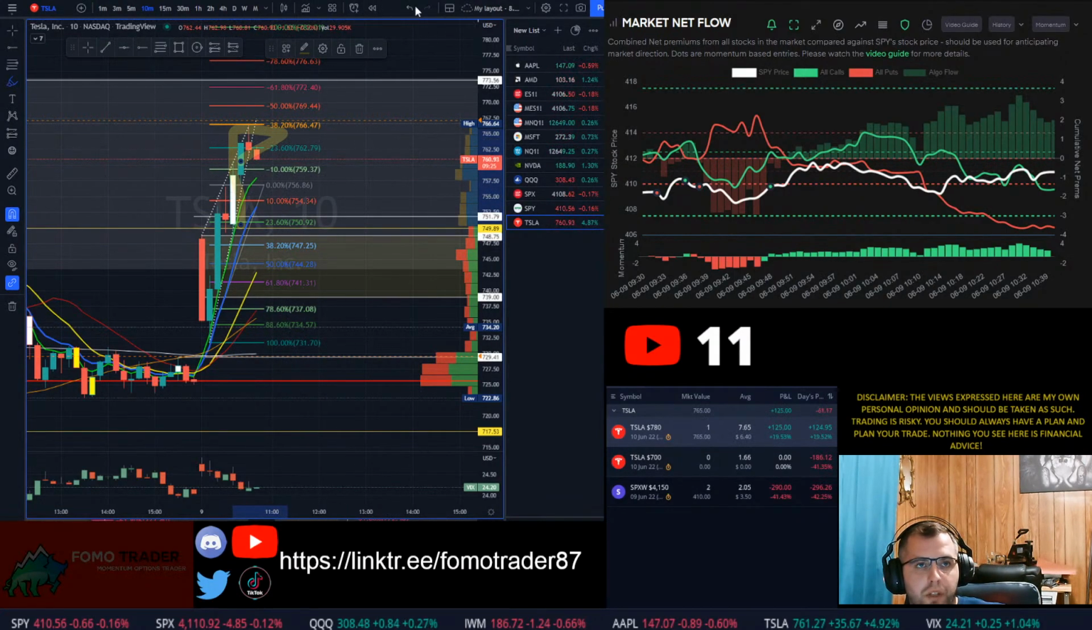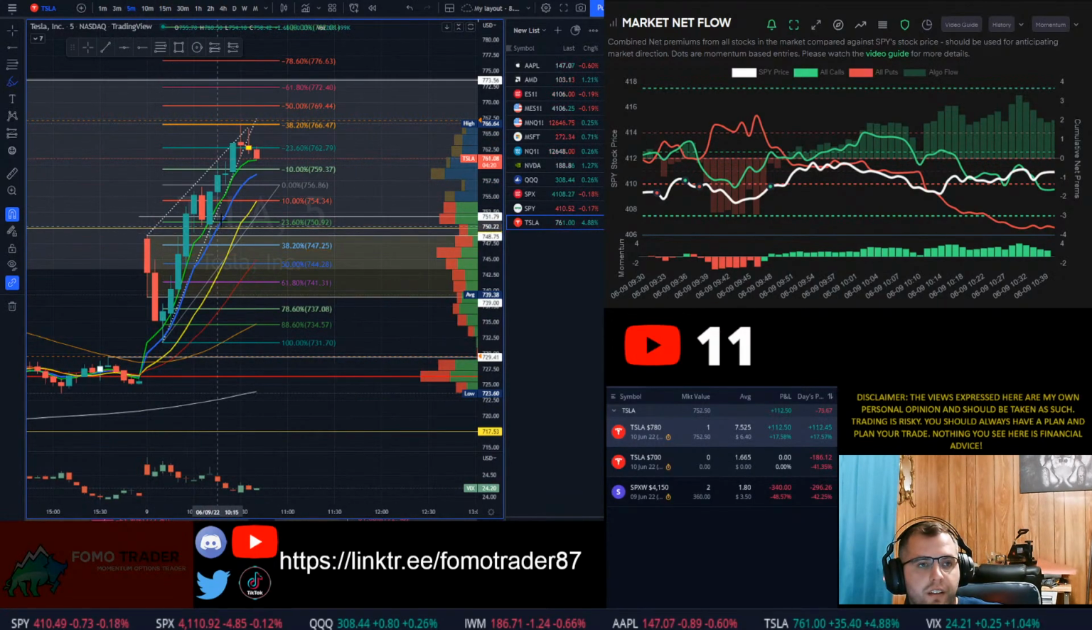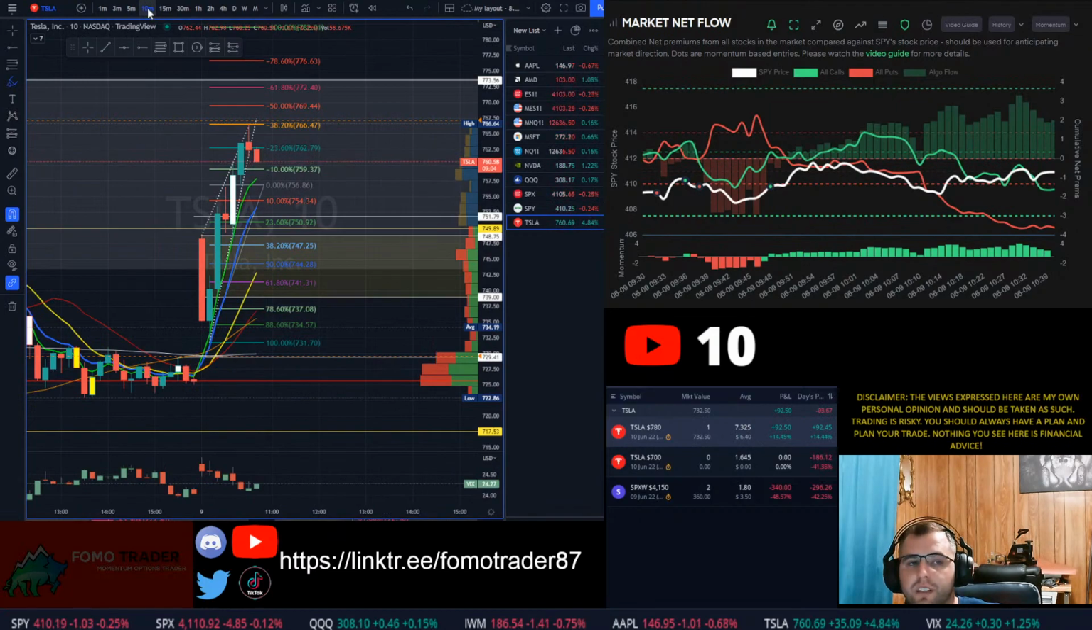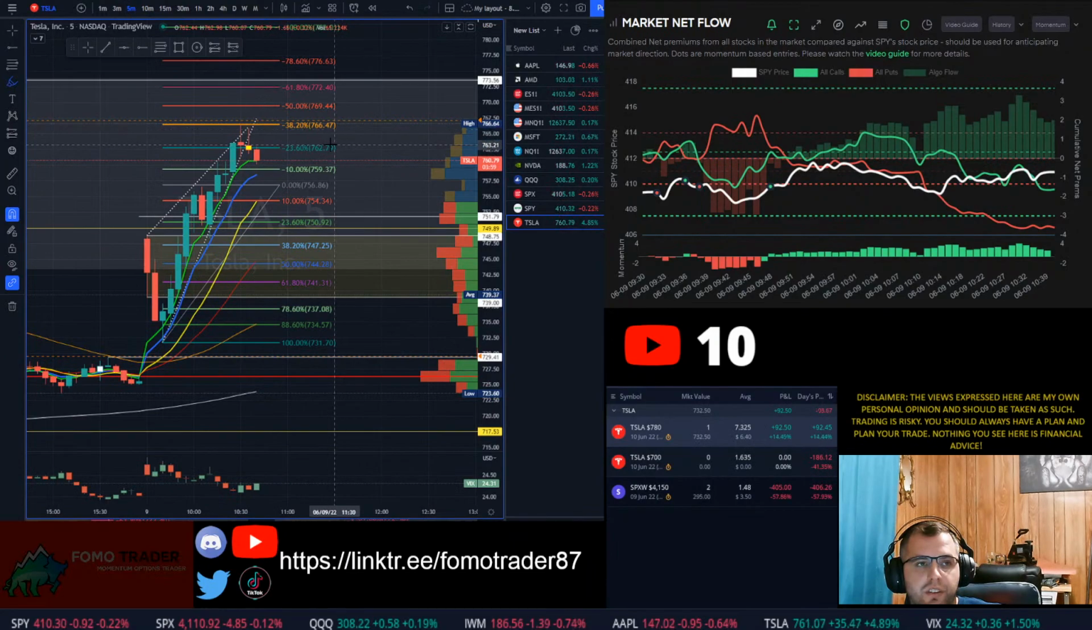But if we come back over here to the 5 minute, technically we also have a flagpole and a flag, but we also have a double top. So on the 5 minute, you've got a double top, whereas on the 10 minute, you do not. So Tesla bulls not in control enough, it looks like, to break over 766.60 area. I really don't like that number.